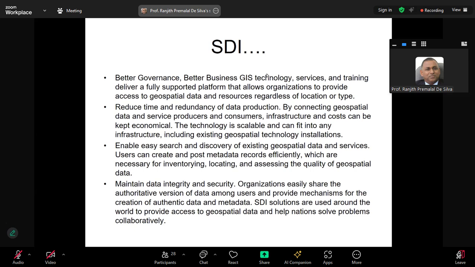Those who use spatial data will find it extremely useful because they can find the data wherever it is available in the country. They can have access to this data with the right permission. If you want to pay a fee, you can pay the fee and get access. Normally a certain level of data is provided free of charge, but some of the data you need to pay for.